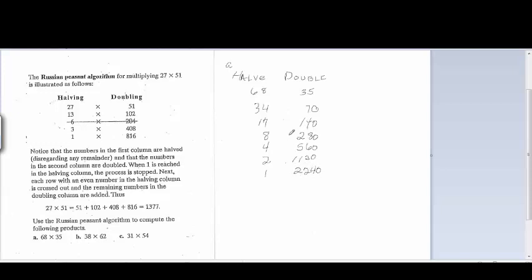Okay, so let's look in our halves column, and let's cross out the evens. So, let's see. 8 is even. Oh, this is getting rid of a lot of them. And this one's even. So all we need to do is add the 140 plus the 2,240. So our solution here will be 2,380.